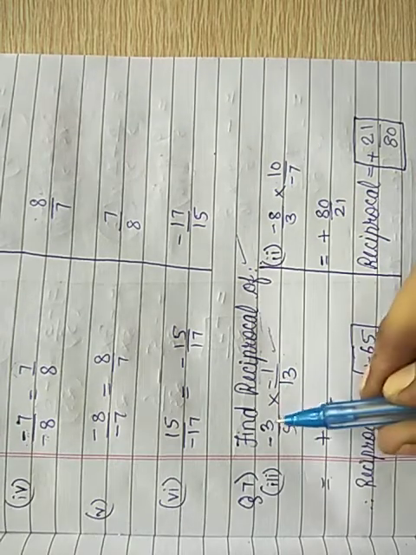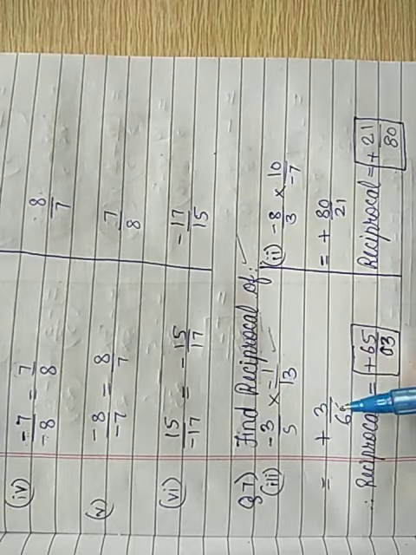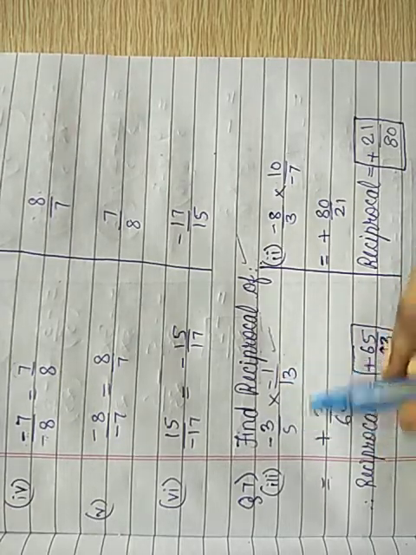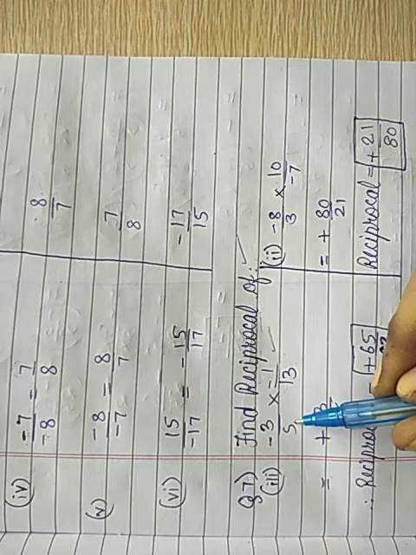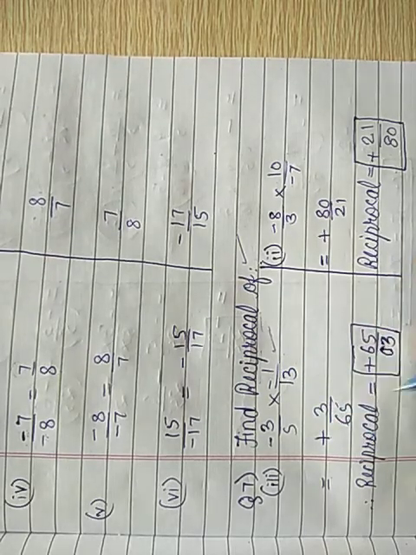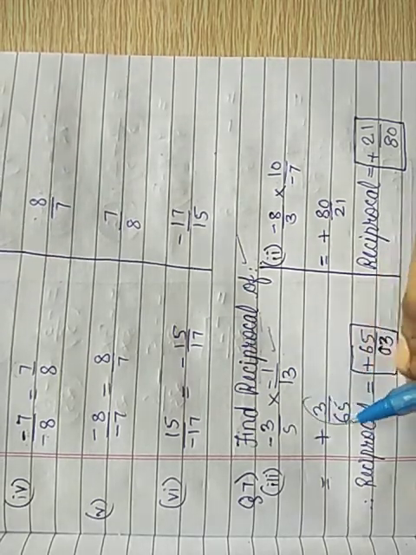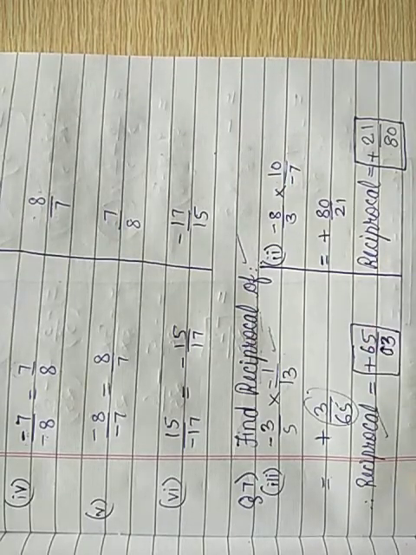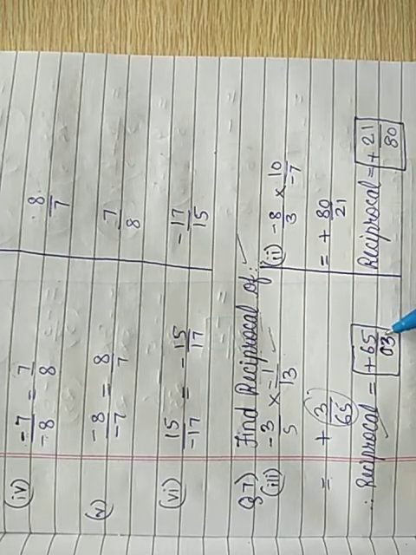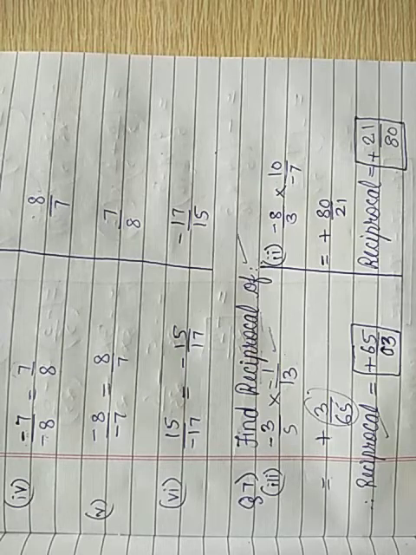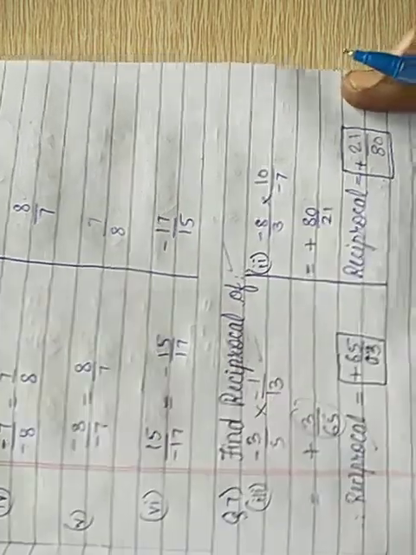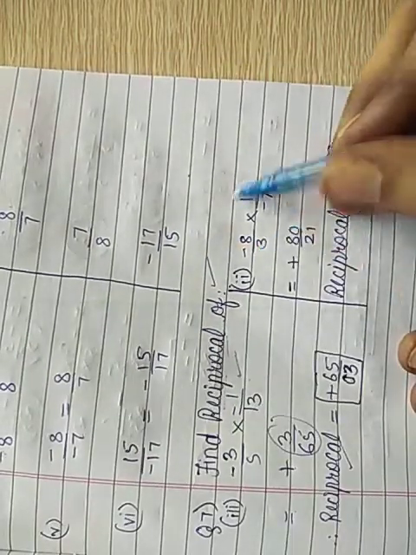And then you just calculate numerator into numerator and denominator by denominator. 3 ones are 3. 5 into 13 is difficult, but 13 into 5 is easy. So we do 13 into 5. 13 5s are 65. So 3 upon 65 is the result. Now reciprocal of the given result will be, just change the position, 65 upon 3. Same way here, count the number of negative signs.